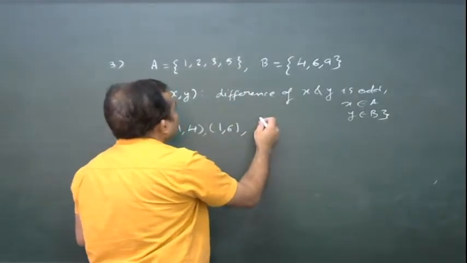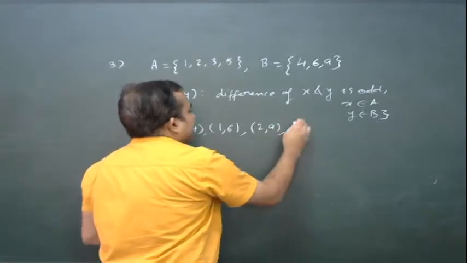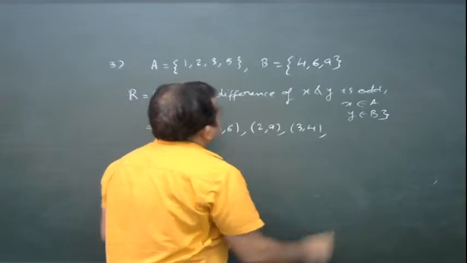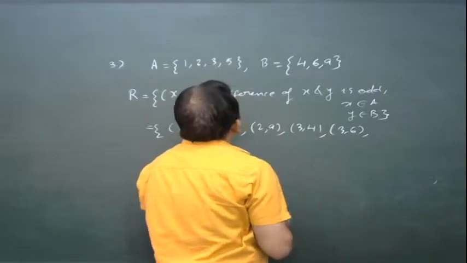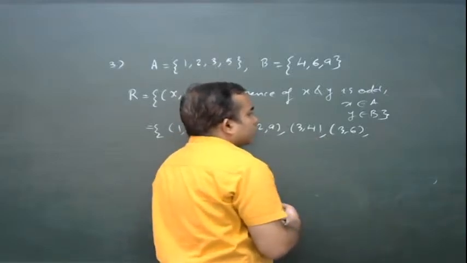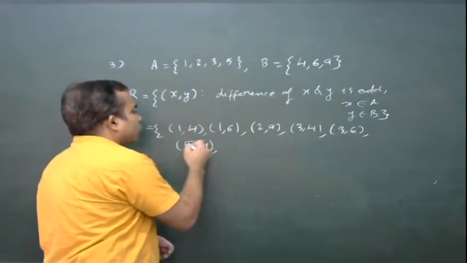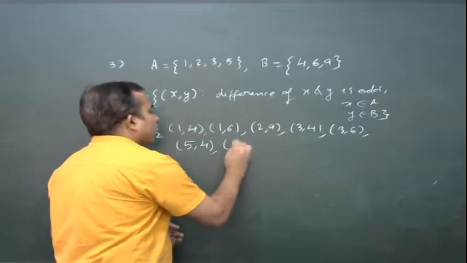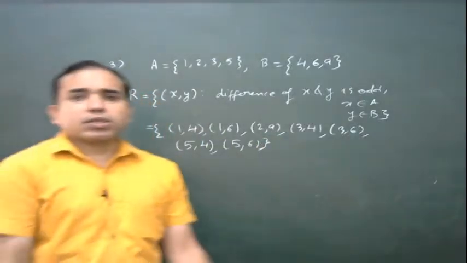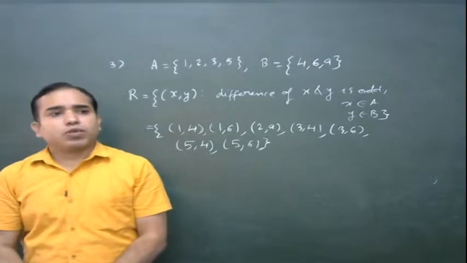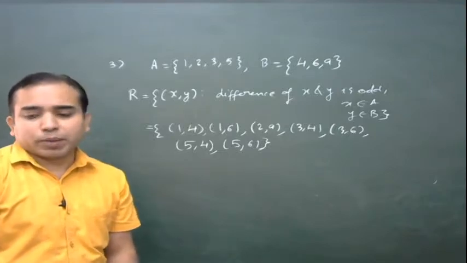Then (2, 4), no. (2, 6), no. (2, 9) will come. Then (3, 4), yes. Then (3, 6), yes. Then (3, 9), 3 minus 9 is even, so it will not come. Then (5, 4), yes, because the difference is odd. (5, 6) will come because the difference is odd, and (5, 9) will not come because the difference between two odds will be even. So I feel it is right. Have a look at my answer and check whether it is right or not.